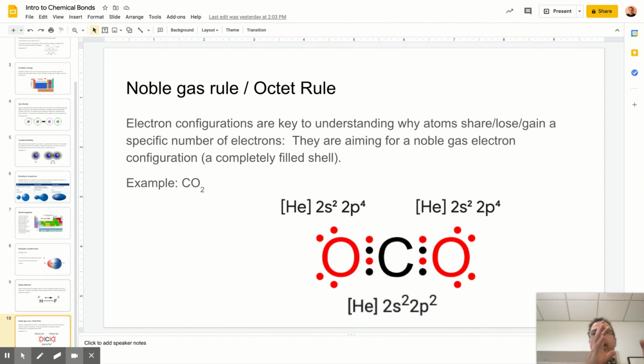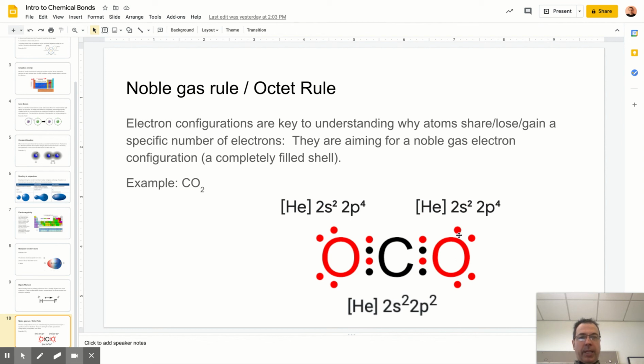On the other hand, if you're on the right-hand side of the periodic table, you have a mostly full valence shell. And so the easier thing is to gain a few electrons to get to the noble gas to complete. So to get to the noble gas configuration at the end of your row, if you will. So let's look at this example. This is carbon dioxide, CO2.